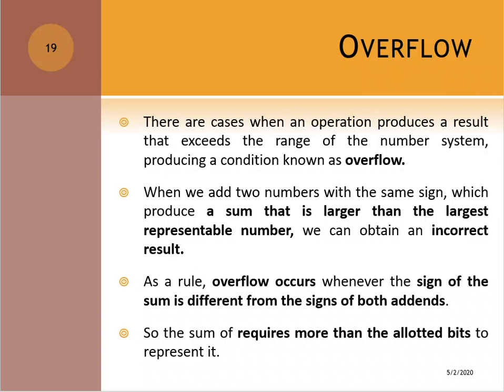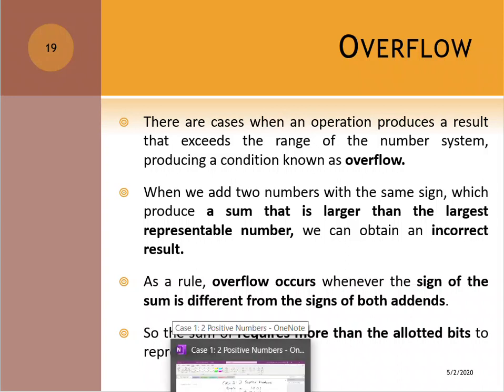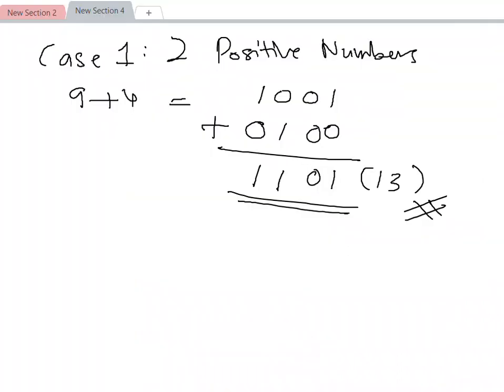For example, just now we performed 9 plus 4, so the answer is 13. So what happened? Actually, this addition is considered as overflow. Why? Because the number is positive, but it starts with 1. So it can be misunderstood by the computer. The computer might be treating this number as negative because it starts with 1.